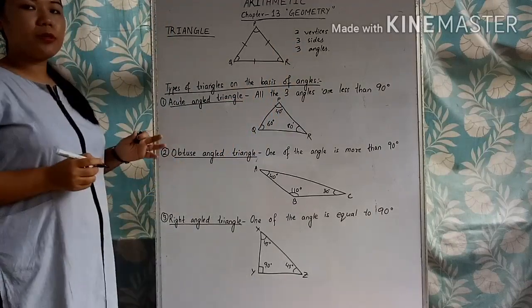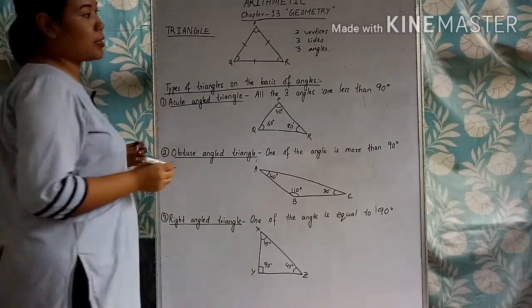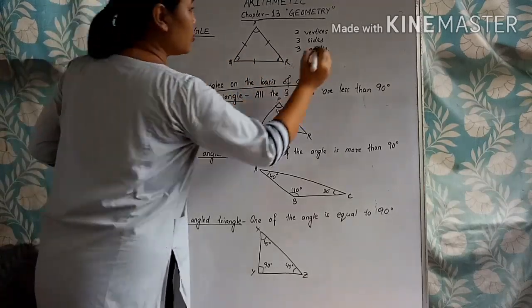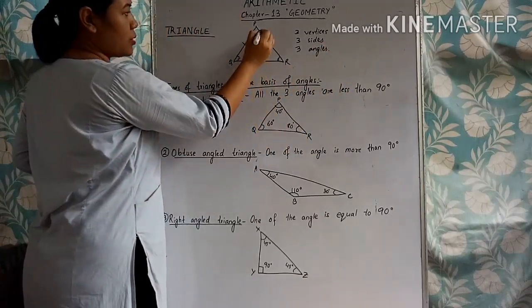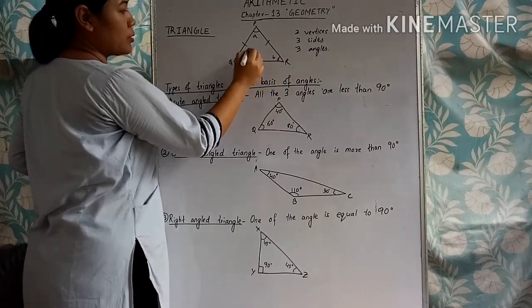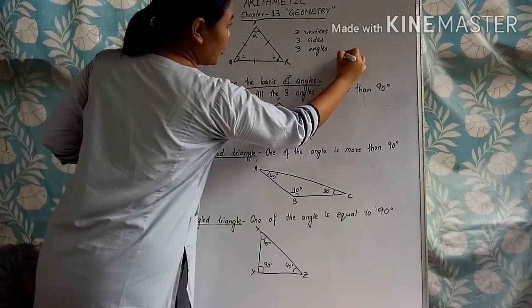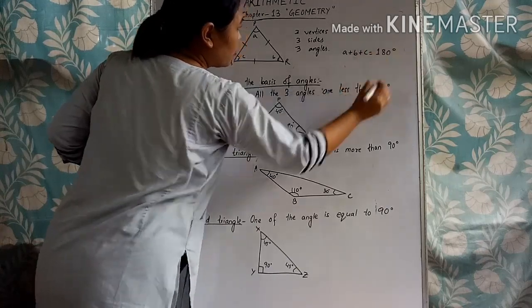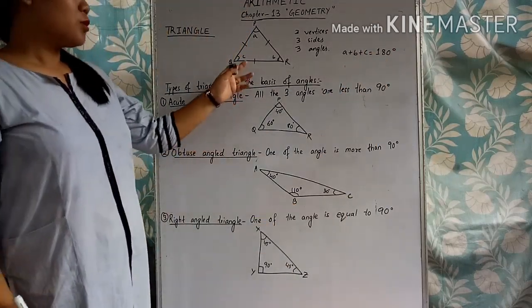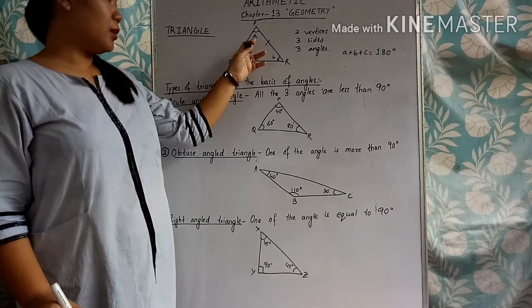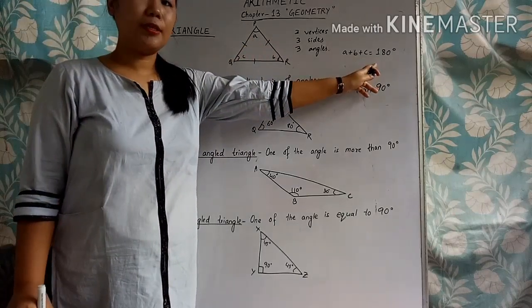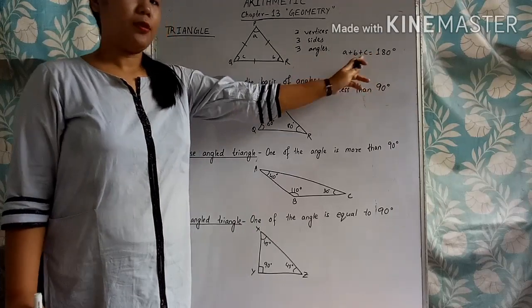And the most important property of a triangle is that the sum of the angles is always equal to 180 degrees. Suppose this is A, B, C. Okay, so the angle A plus B plus C will always be equal to 180 degrees. Whatever may be the angles here, the total should always be equal to 180 degrees.